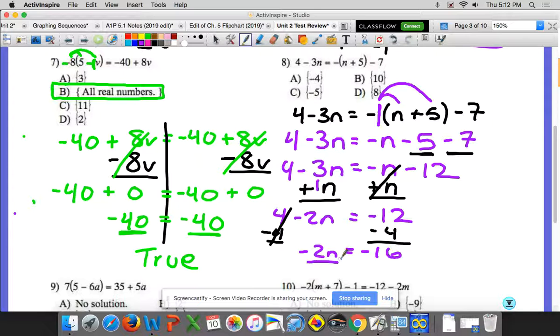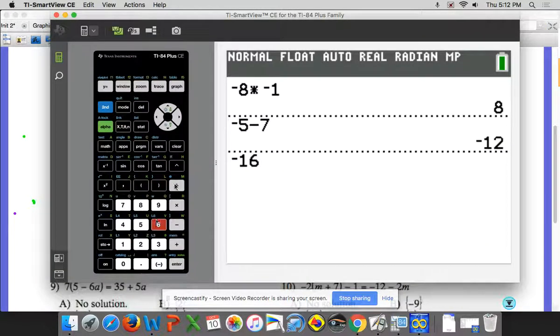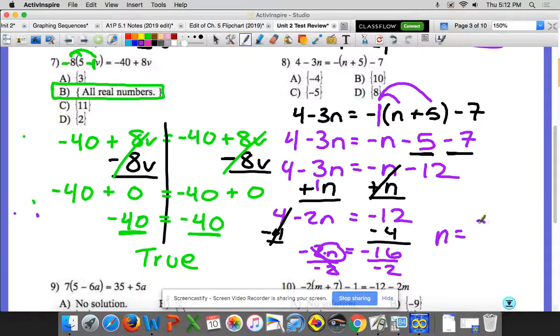So then, once again, we have negative 2 and the n. So they're being multiplied together. So we got to undo that through division. So the negative 2's cancel. We get n by itself. And then we just got to do the math. And negative 16 divided by negative 2 gives us a positive 8.